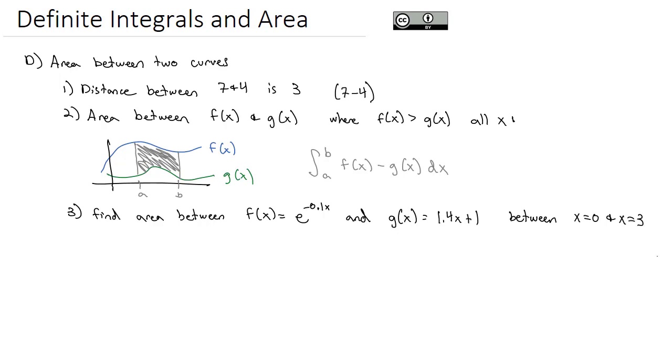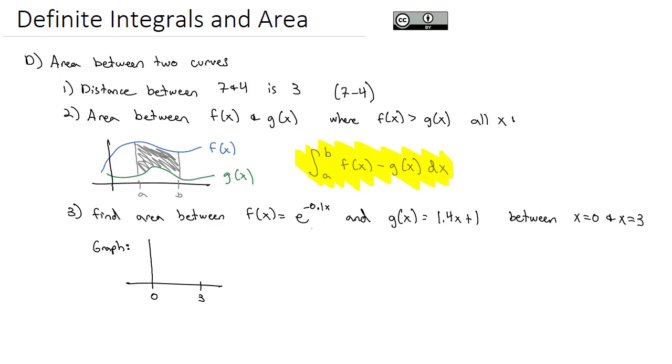Now, the first thing we need to do is decide which function is on top. I want to be careful. I know the formula says f of x minus g of x. But that says f of x is the top function, which means if g of x is the top function, we have to do g minus f of x. So we have to take a moment to look at the graph to decide who is the top function between 0 and 3.